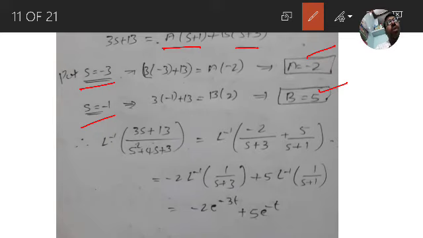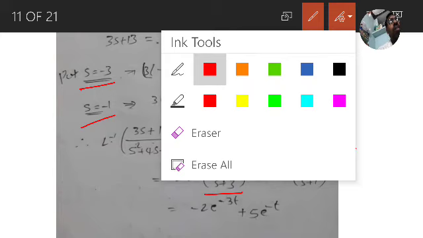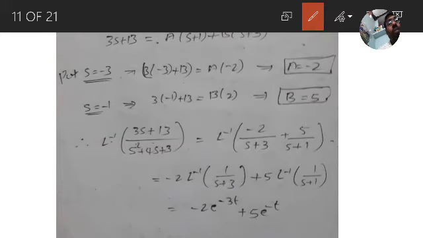Now substitute in the partial fraction. A by s plus 3 means -2 by s plus 3, and B by s plus 1 means 5 by s plus 1. Apply linearity property. Take the constant outside: -2 into L inverse of 1 by s plus 3 plus 5 into L inverse of 1 by s plus 1. Now use the formula.